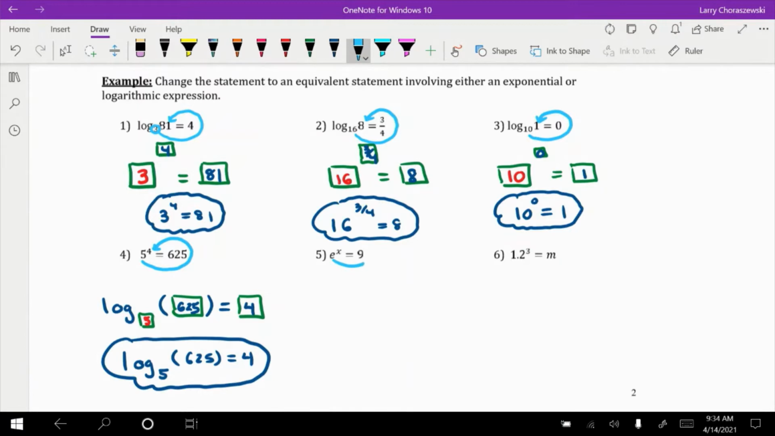So we're going to start at E, wrap around 9, and finish off at X. So what's the base of our log? E, yep. The argument? 9, yep. And what's going to be on the right-hand side? X.